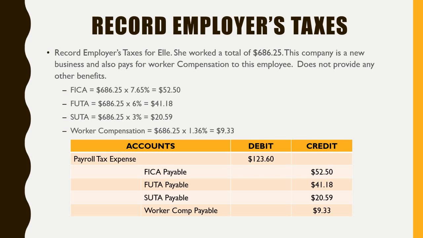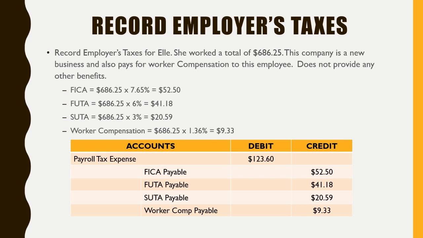Okay. So how we journalize this is we're going to recognize that we have payroll tax expense. Okay. We're going to make all of these things that we owe to the government, and we're going to separate them by their account names, which is again, you could do either company FICA payable. You got FUTA payable, SUTA payable, and workers' compensation payable. Okay. So here are my listed items, and here are my listed amounts to give me a grand total of $123.60.